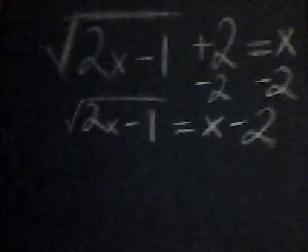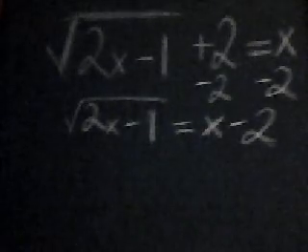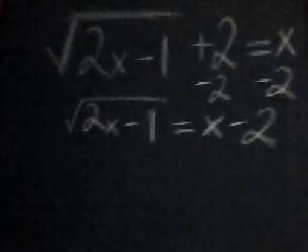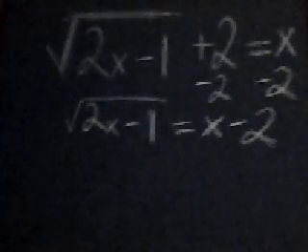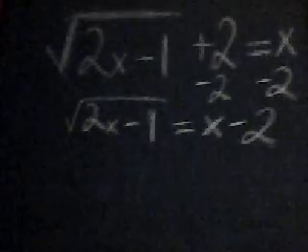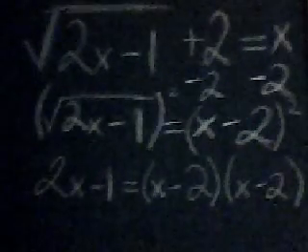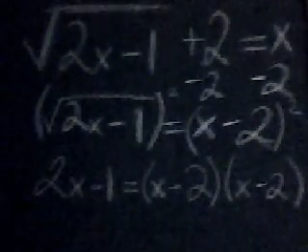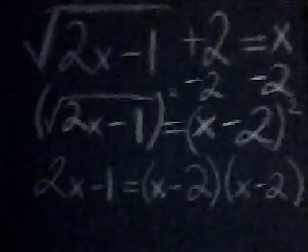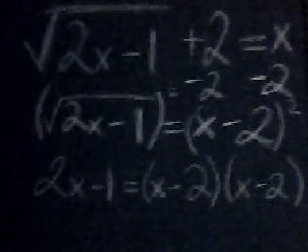We must subtract the 2, and now we are left with the square root of 2x minus 1 equals x minus 2. Now in order to get rid of the square root, we must square both sides, which leaves us with 2x minus 1 equals (x minus 2) squared.